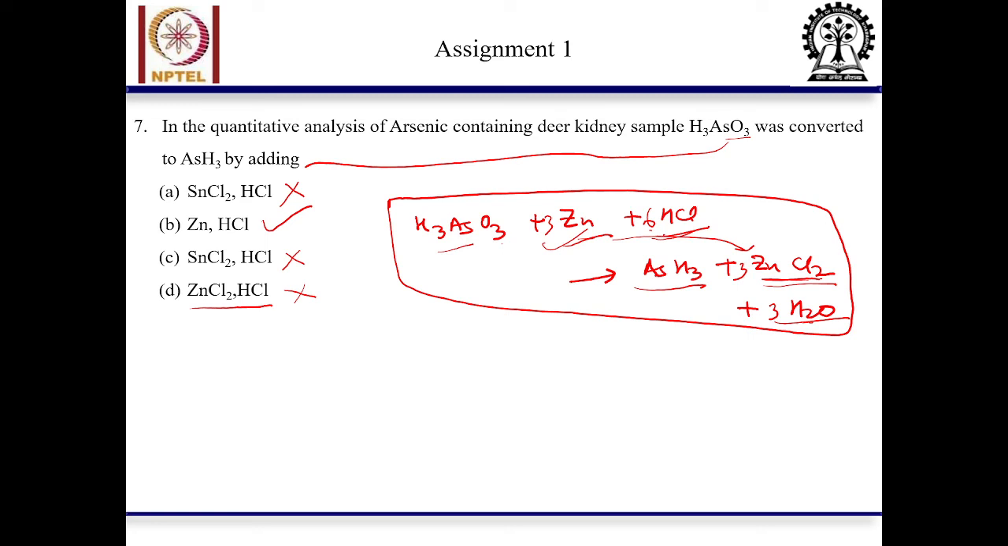Is it clear that Zn and HCl is the answer for 7? Question number 7 is clear? Can anyone? Oh, that's great.